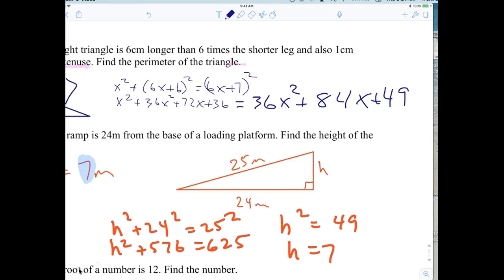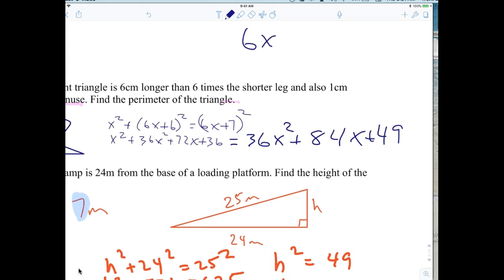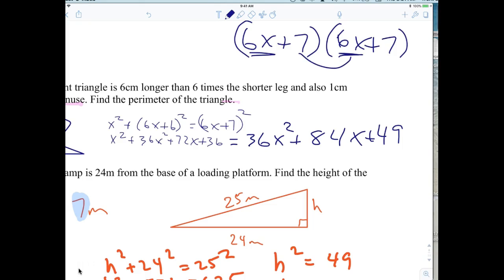I got 84. What's 6 times 7 times 2? That's a pattern. So I'm expanding 6x plus 7. If I do 6x plus 7 times 6x plus 7, what's 6x times 6x? Agreed now, right? But there's a shortcut there. And I don't care if you do the shortcut or not, honestly. It doesn't matter to me one bit.